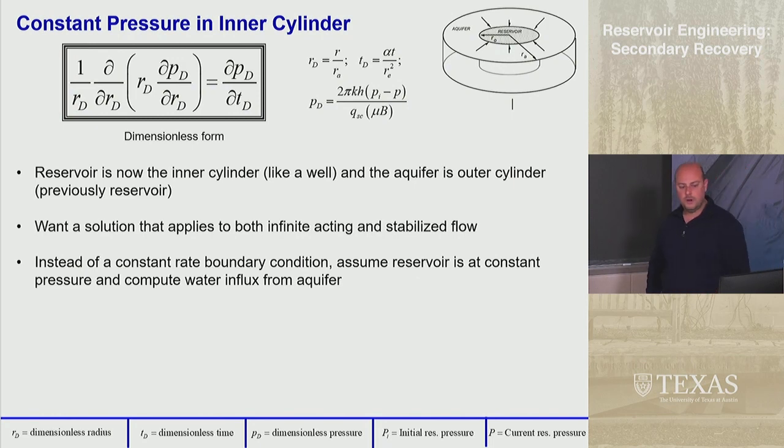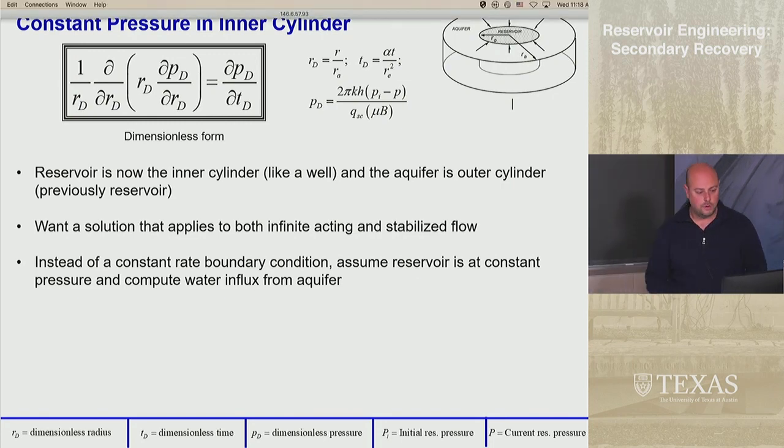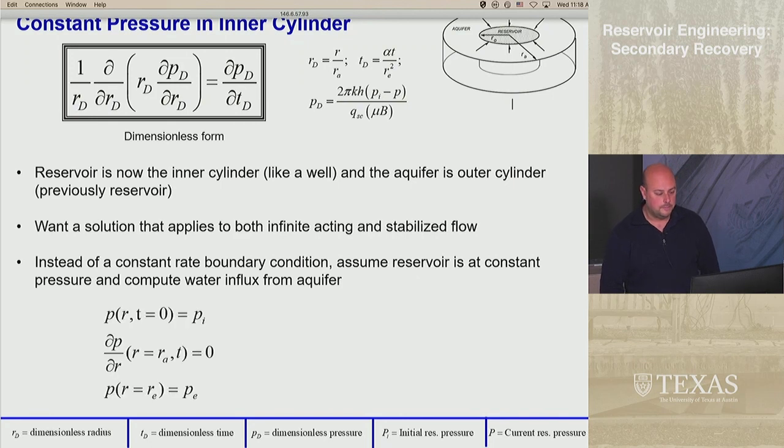Instead of a constant rate boundary condition, meaning a constant rate in the inner cylinder, we're now going to assume that the reservoir is at constant pressure. And at that constant pressure, we want to know how much water flows from the aquifer into the reservoir. So the rate, or really what we want, is the cumulative amount WE. And so those boundary conditions look as follows.